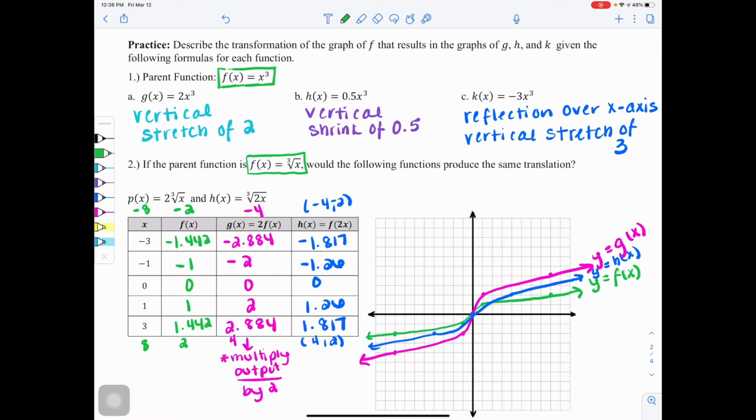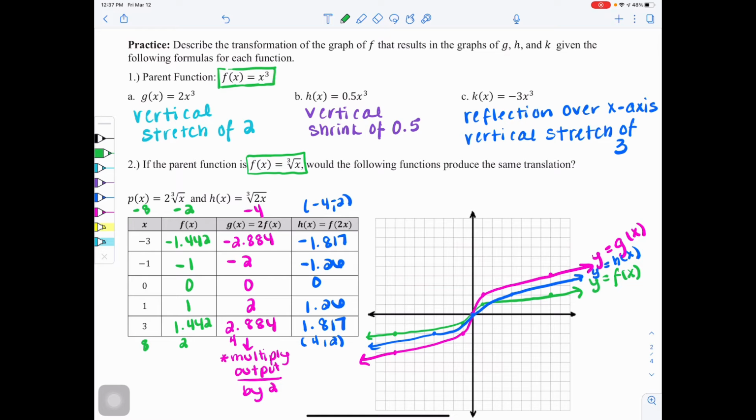So number 1, the parent function is f of x equals x cubed. So when I look at A, it's been multiplied on the outside, so I know that's a vertical stretch of 2. B has been multiplied on the outside by a 0.5, so that is a vertical shrink of 0.5. And C, we were multiplied by a -3, so 2 things have happened. It was reflected over the x-axis and a vertical stretch of 3.